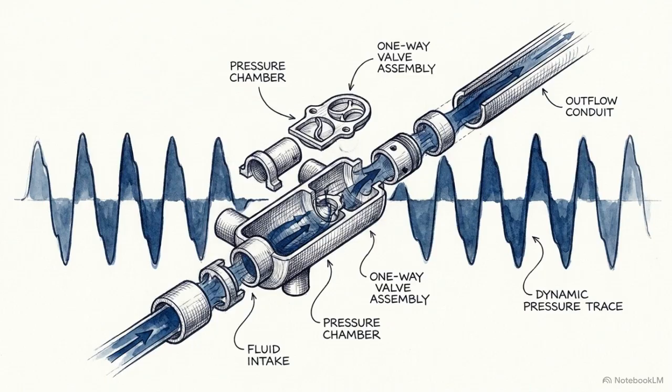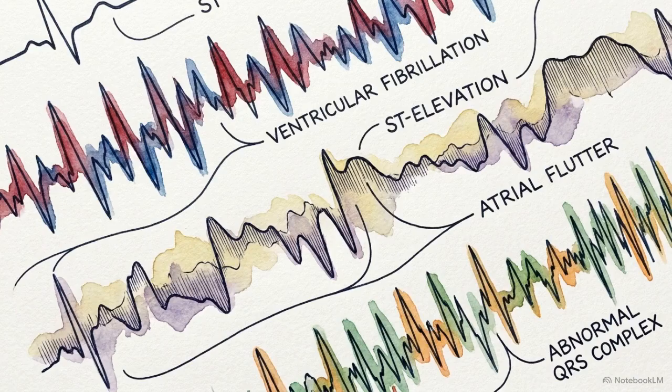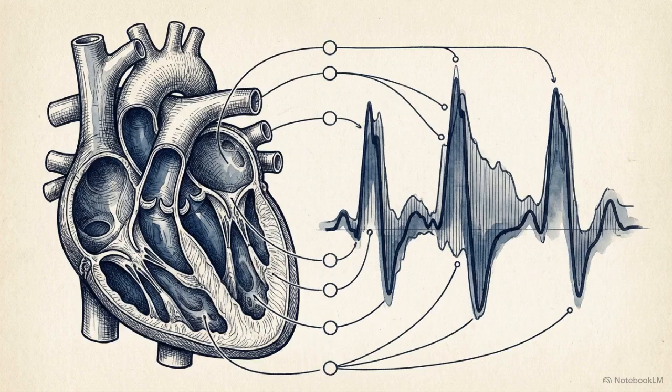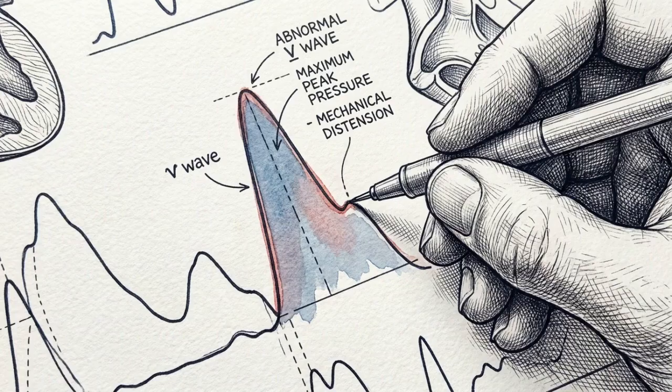The normal CVP trace is a sequential map of structural right heart movement. Its morphological shape communicates far more physiological data than its absolute numerical value. Because the waveform is mechanically bound to the cardiac cycle, we can isolate structural failure by identifying when specific mechanical events deviate from the established Wiggers model.